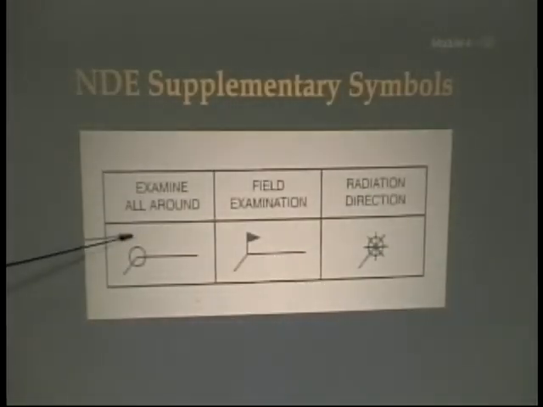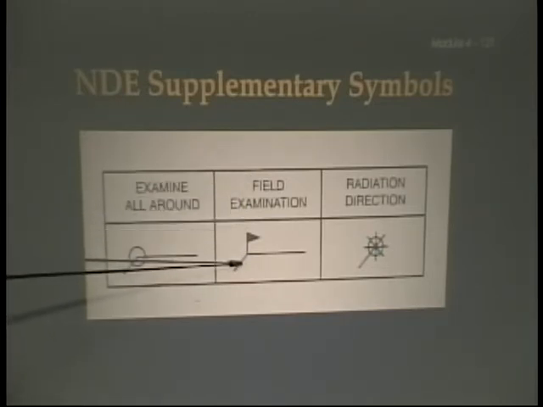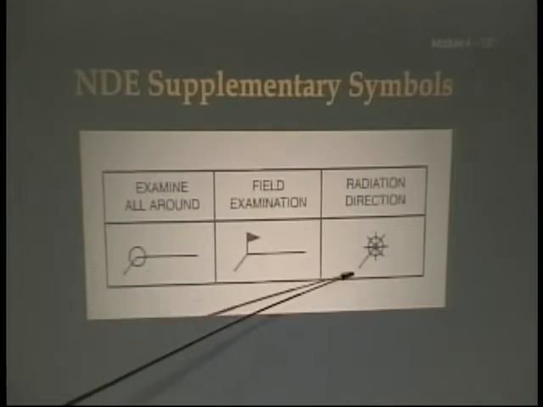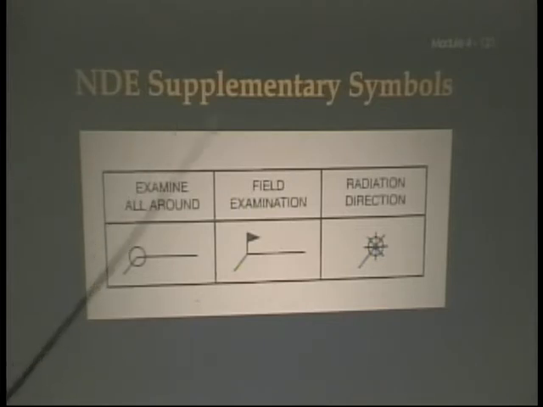Here we have examine all around symbols. Field examination, so you're not going to do it in the shop. And this is the symbol for radiation. And this line right here, the longer arrow that they have coming out from that line, shows you the reference. It will direct the reference. Where are you going to place your source in reference to the object that's being X-rayed? And that's what that one is for.